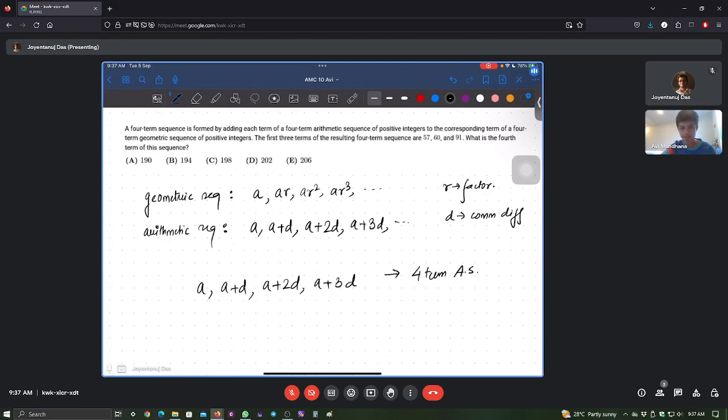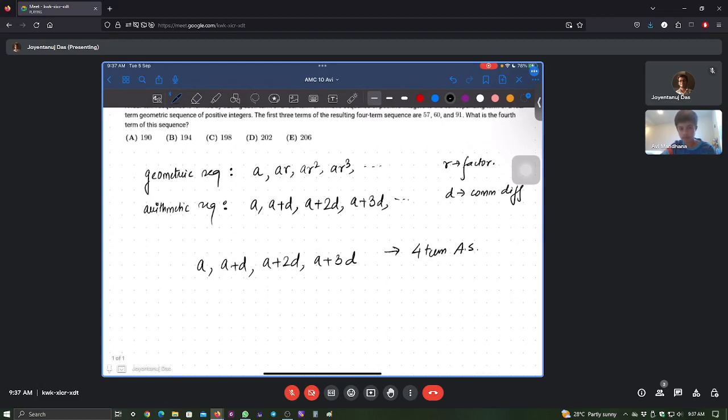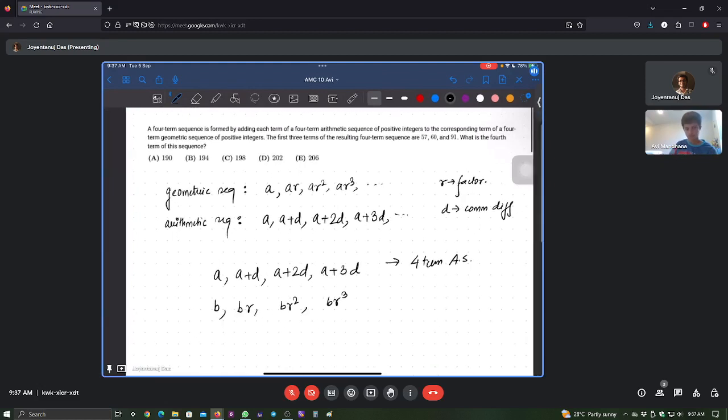So similarly, I have to consider a four-term geometric sequence. So I have to use something else, a different letter. So let us use b, br, br squared, and br cubed, right? So now, what are they saying?